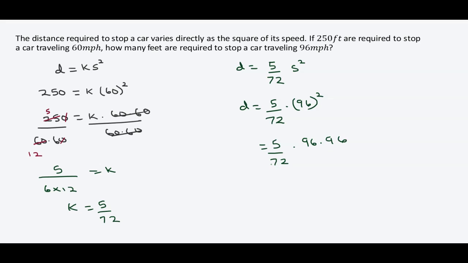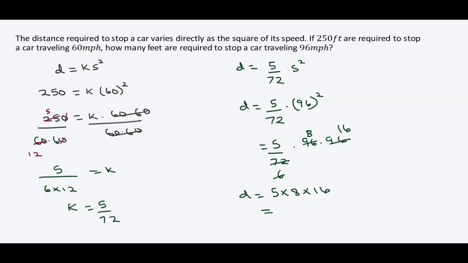So here we can go ahead and divide this by 6. We can divide by 12. This is going to give us 6. Divide by 12 here. This is going to give us 8. We can divide this by 6, and then we divide this by 6. It's going to give us 16. So 5 times 8 times 16. So d is equal to 5 times 8 times 16.